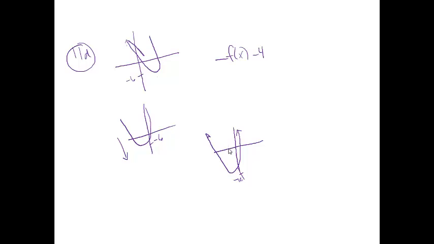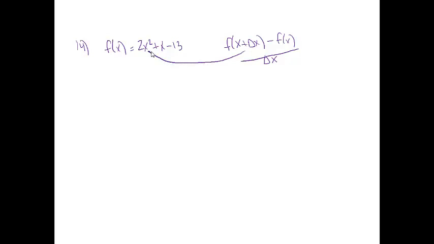Okay, the next one you asked about was problem number 14. And we know that f of x equals 2x squared plus x minus 13. It asked us to find f of x plus delta x minus f of x, over delta x. So for this f of x plus delta x, wherever I see an x, I'm going to put x plus delta x in its place. So I will put an x plus delta x there, and I will also put one right there.